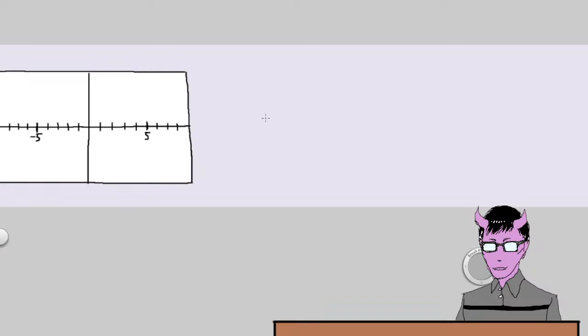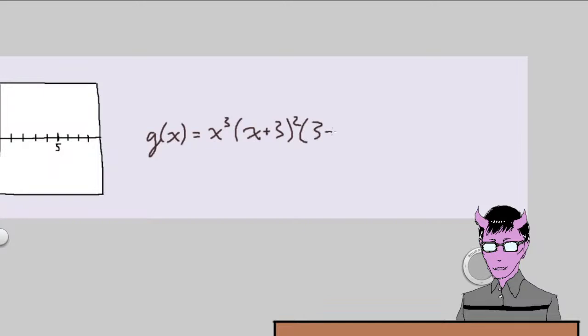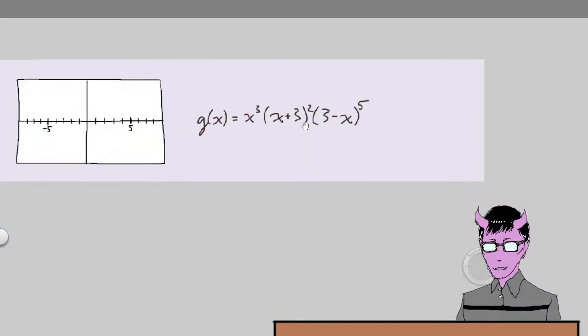All right. And then we'll just do one more thing, of course. There's a review. Let's do h of x. Let's do g of x. So g of x is equal to x power 3, multiplicity 3, times x plus 3 squared. And then lastly, we're going to have 3 minus x to the power of 5. So the question is, how do we graph this junk?